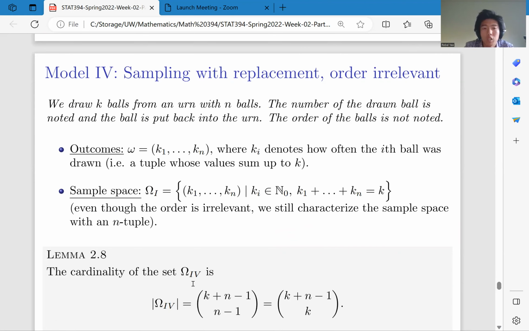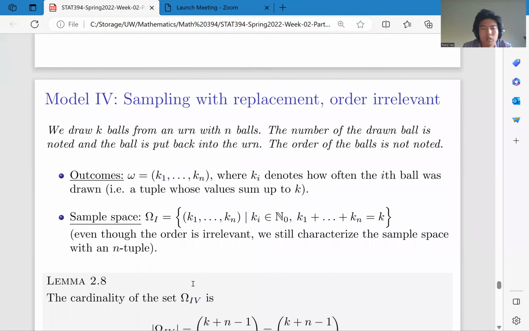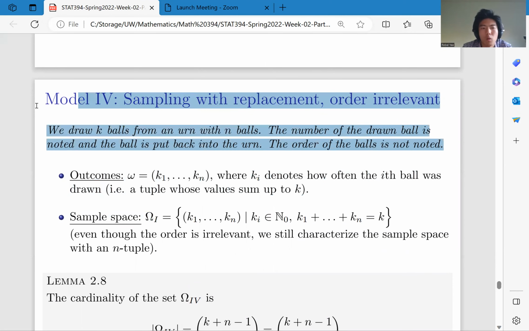But the consideration is from a different angle. It's not about having K balls or N balls and K draws, something like that. We use a different system to record this process. For example, we draw K balls from the urn with N balls. The number of the drawn ball is noted, and the ball is put back into the urn. The order of the balls is not noted. So this is a description of what exactly model 4 means.